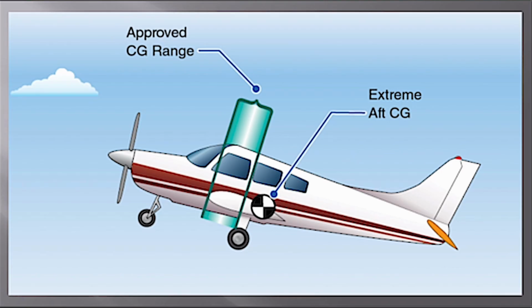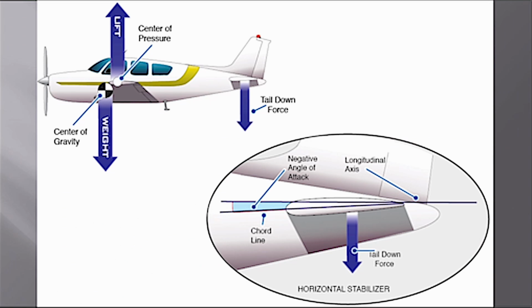If you have an extreme aft CG, the airplane may be very difficult or even impossible to recover from a stall or a spin. So here I'm trying my best to get this airplane nose down, but we just cannot do it. There's not enough lift. There is an aerodynamic limit to these control surfaces. I only have a finite amount of lift that's available here. Okay? All right. Here we go again.